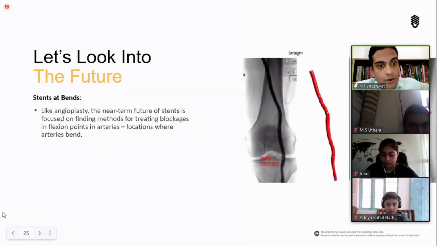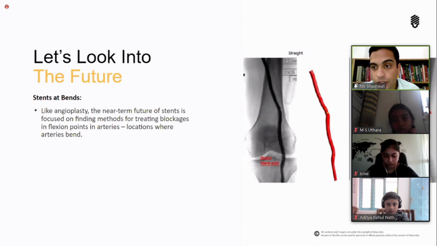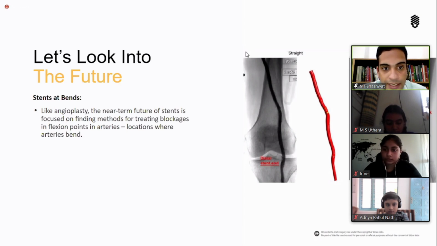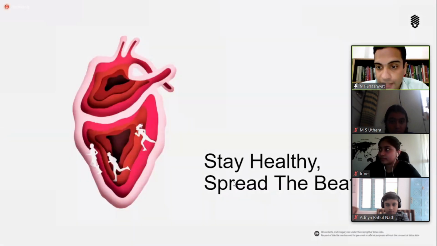Stents at bends. In the near future, stents will focus on finding methods to treat blockages in flexion points. There is a picture here depicting a flexion point. If there is a flexion point in the blood vessel, it becomes very difficult to perform angioplasty. But a lot of research is going on with regard to stented bends, so that angioplasty can be done easily even at the bends. Now that is all for today's session.